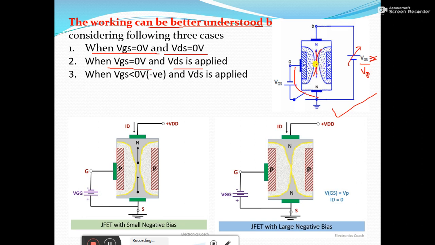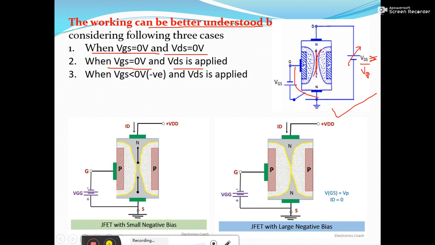So there is no passage for the electron movement, and ID is said to have achieved its maximum value. Further, it won't increase, meaning even though VDS is increased beyond the VP value, you won't get a significant increase in the ID value, or it remains constant. It achieves the saturation value of IDSS.